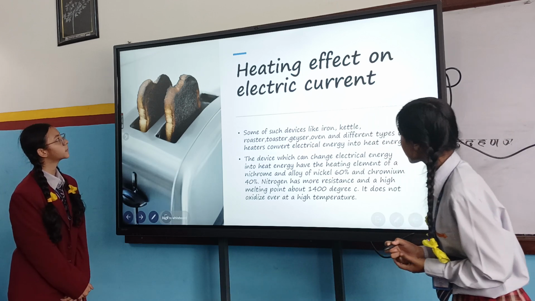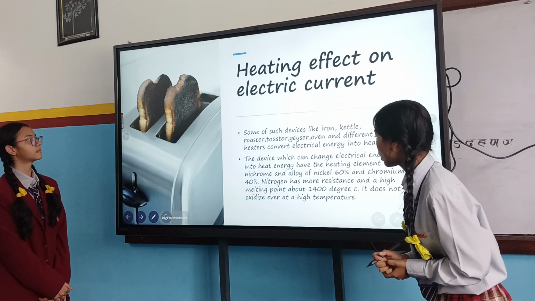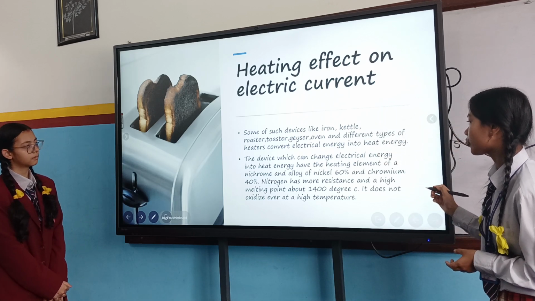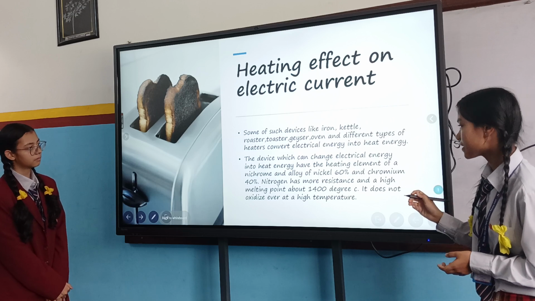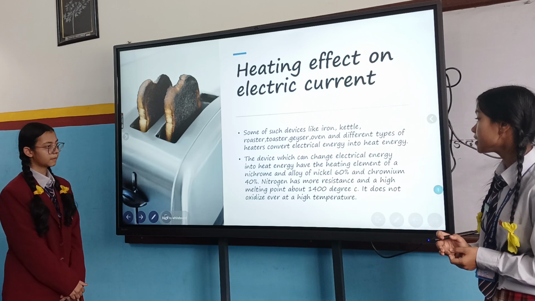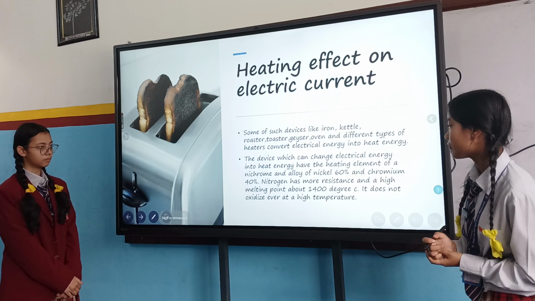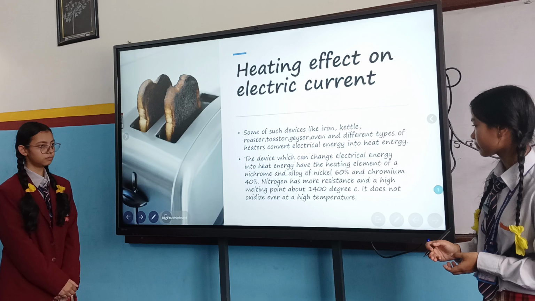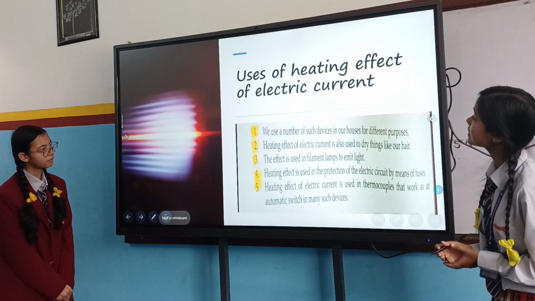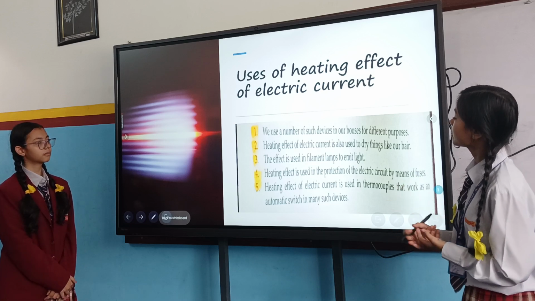The devices which can change electrical energy into heat energy have a heating element of nichrome, an alloy of nickel, 60% nickel and 40% chromium. Nichrome has high resistance and a high melting point, about 1400 degrees centigrade. It does not oxidize even at high temperature.